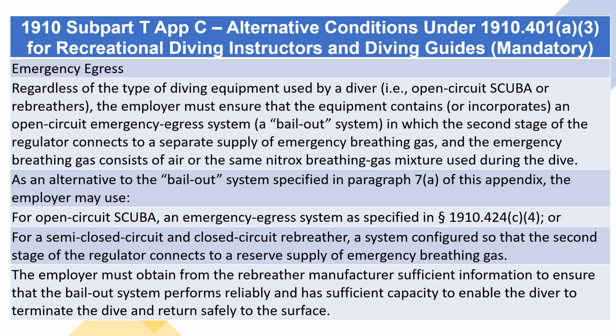As an alternative to the bailout system specified in paragraph 7A of this appendix, the employer may use, for open-circuit scuba, an emergency egress system as specified in section 1910.424 C4, or for a semi-closed circuit and closed circuit rebreather, a system configured so that the second stage of the regulator connects to a reserve supply of emergency breathing gas. The employer must obtain from the rebreather manufacturer sufficient information to ensure that the bailout system performs reliably and has sufficient capacity to enable the diver to terminate the dive and return safely to the surface.